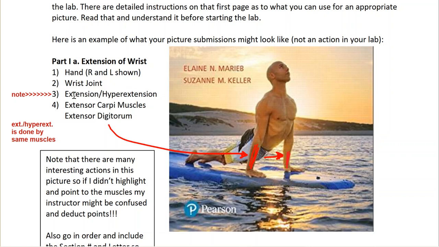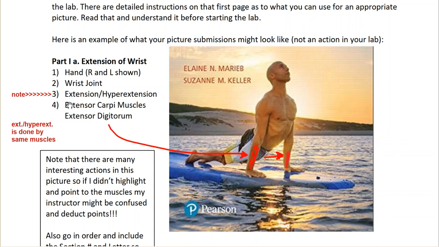Then the action that is occurring at this wrist joint and this one, because I'm indicating both of them, I don't have to say right or left here. If it wasn't both, I would have to indicate right or left. So extension or hyperextension is occurring here. If his hand was straight out, that's extension. If it's bent back, the dorsal side towards the dorsal forearm, that's hyperextension. But the same muscles are going to be doing extension and hyperextension.